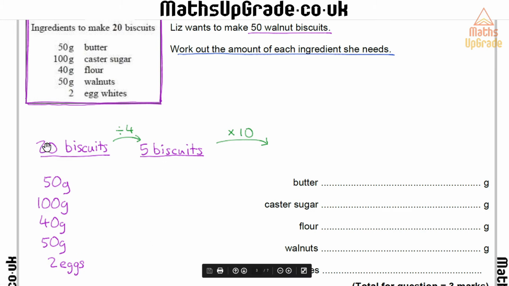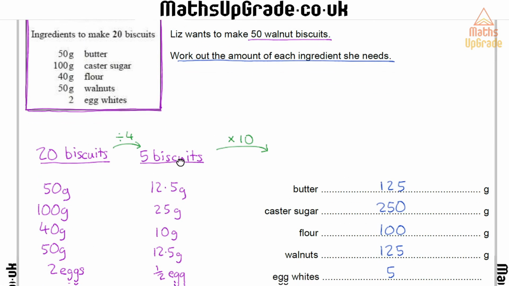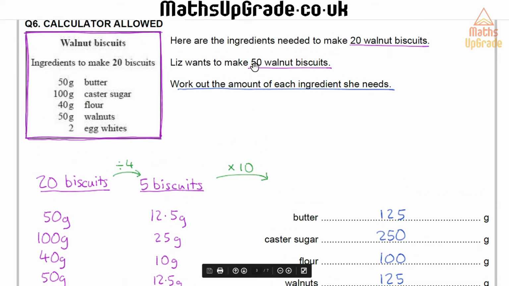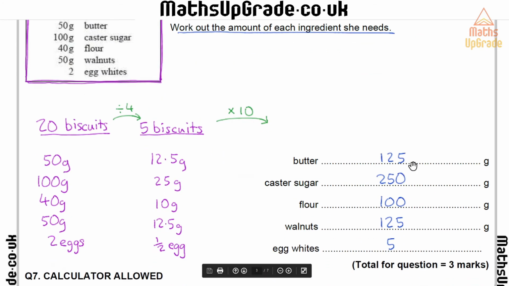So 20 divided by 4 gives 5. So I'm going to divide each of these amounts by 4 with a calculator. That gives me these quantities here. Then to get from 5 biscuits to 50 biscuits, I need to multiply by 10, and that gives me these quantities here. And that's 3 marks for that question.